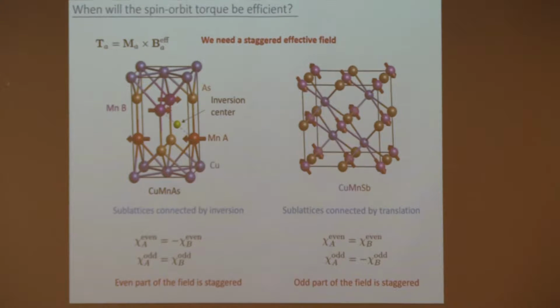And then another question which we want to answer is, when will the spin-orbit torque be efficient for manipulating the magnetic order? And so we have to understand when will the effective field be staggered. And here we find in collinear antiferromagnets there are two typical cases that occur. The two magnetic sublattices can be connected either by inversion, like in this copper manganese arsenide case, or by translation, like in this copper manganese antimonide case. And we find that in the first case, it will be the even part of the field which will be staggered, and in the second case it will be the odd part.